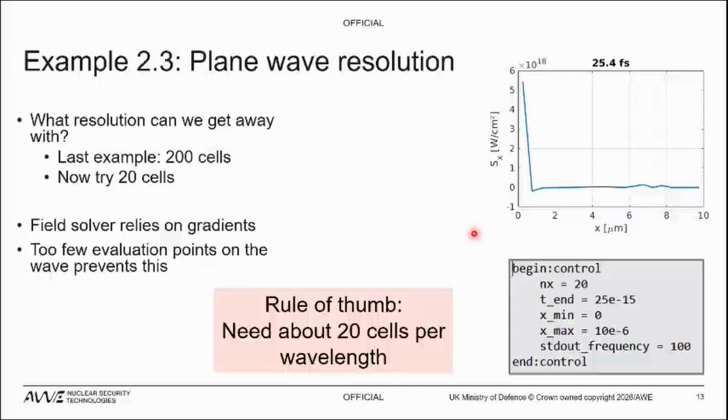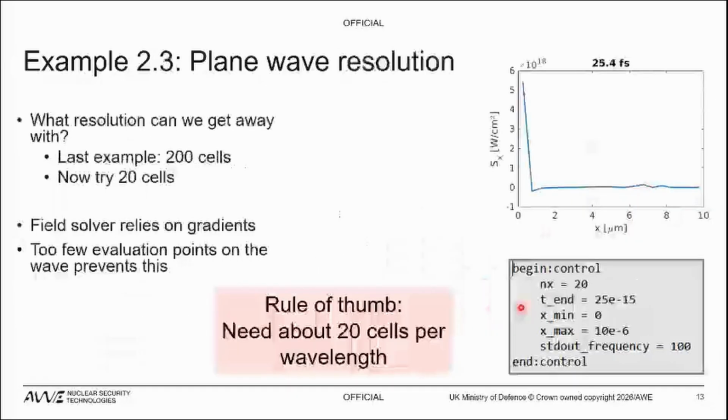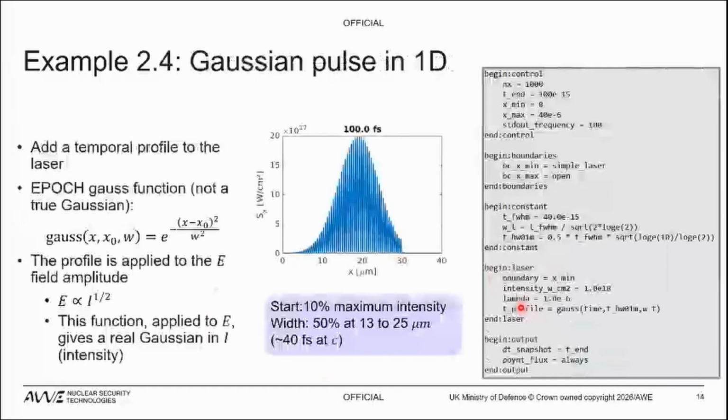As a general rule of thumb, I would say you need about 20 cells per wavelength. When you go to this much worse resolution, 20, that's just 20 cells total, not 20 cells per wavelength. You can see that no laser has propagated into the simulation, it's just noise. It looks nothing like our nice little oscillation up here. So there is a minimum resolution you'll need for this.